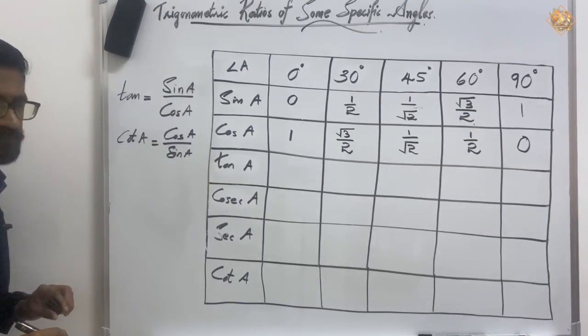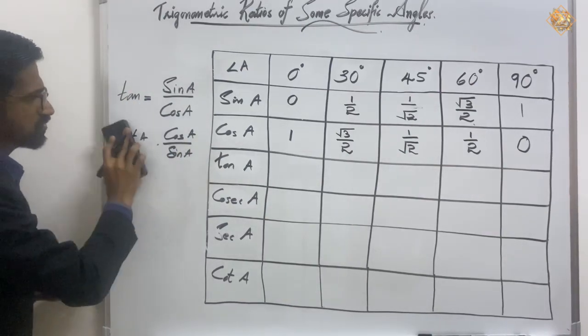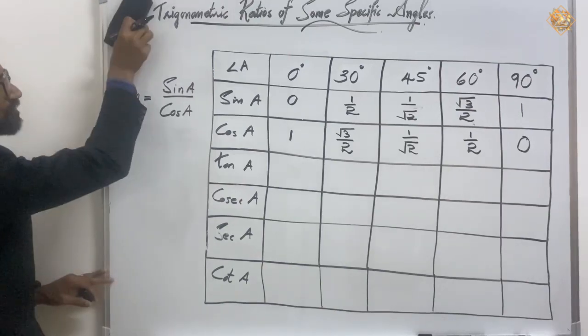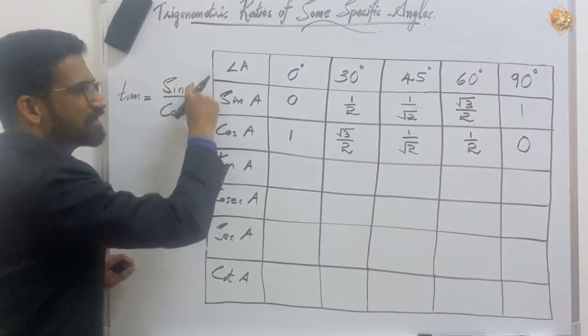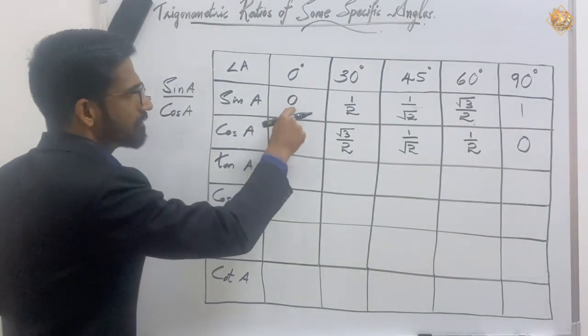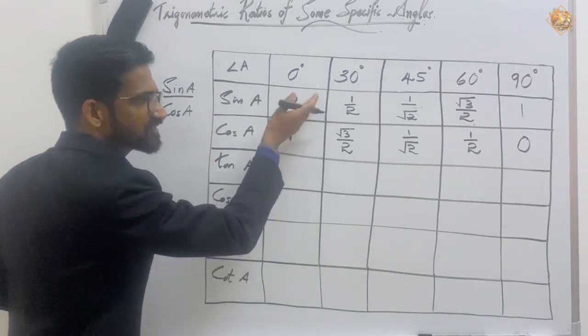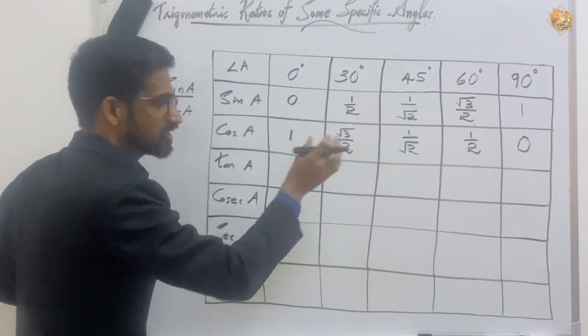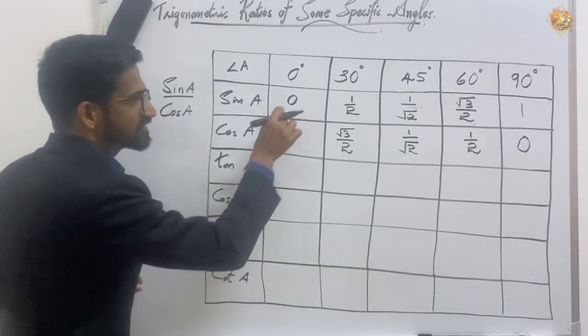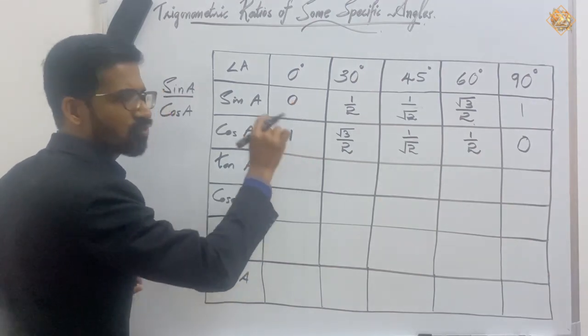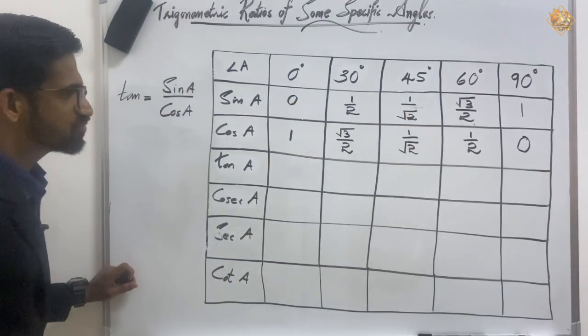Hope it is clear. Okay, so now we are going to find the values of tan A. So tan by definition we can write as sine by cos, isn't it? Each value of sine we are going to divide by cos to get the values of tan. So tan 0 is sine by cos, so 0 by 1.